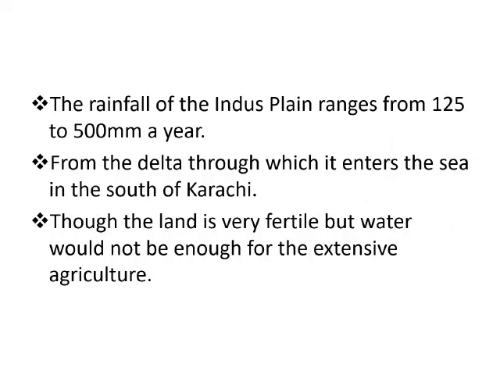The rainfall of the Indus Plain ranges from 125 to 500 mm a year. From the delta, through which it enters the sea south of Karachi, the land is very fertile, but water would not be enough for extensive agriculture.